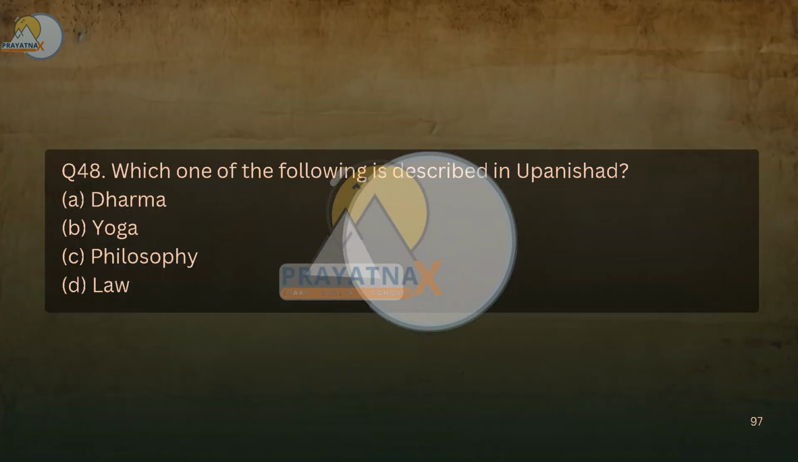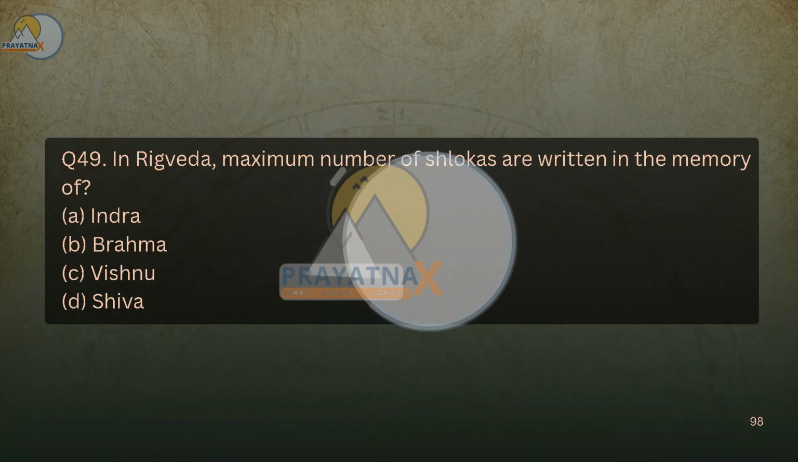Now moving on. Which one of the following is described in Upanishad? Dharma, yoga, philosophy, or law? Obviously Upanishad deals with philosophy, and it gives us both spiritual vision and a philosophical argument of sorts. So it is not related to law or yoga or dharma. Moving on to the next part.